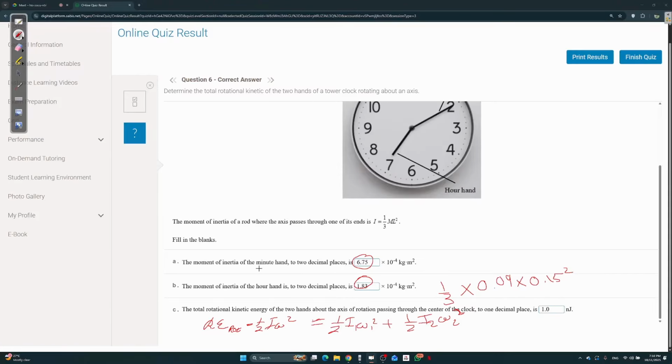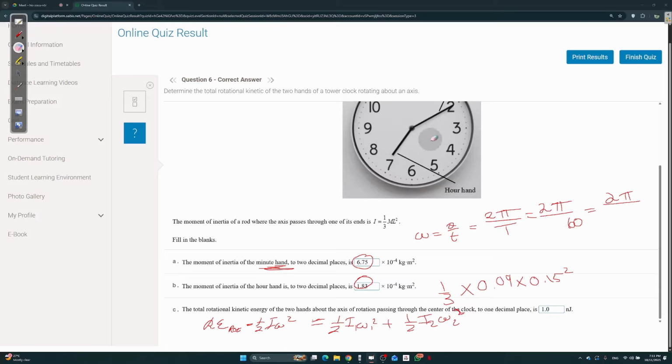Now, for the minute hand, what's omega? Omega is equal to theta divided by time, right? Also, omega is 2 pi over the period, 2 pi over T. I think that's easier. So it's going to be 2 pi over, what's the period of a minute hand? The minute hand takes 60 minutes to do one complete revolution, right? We don't work in minutes, we work in seconds.